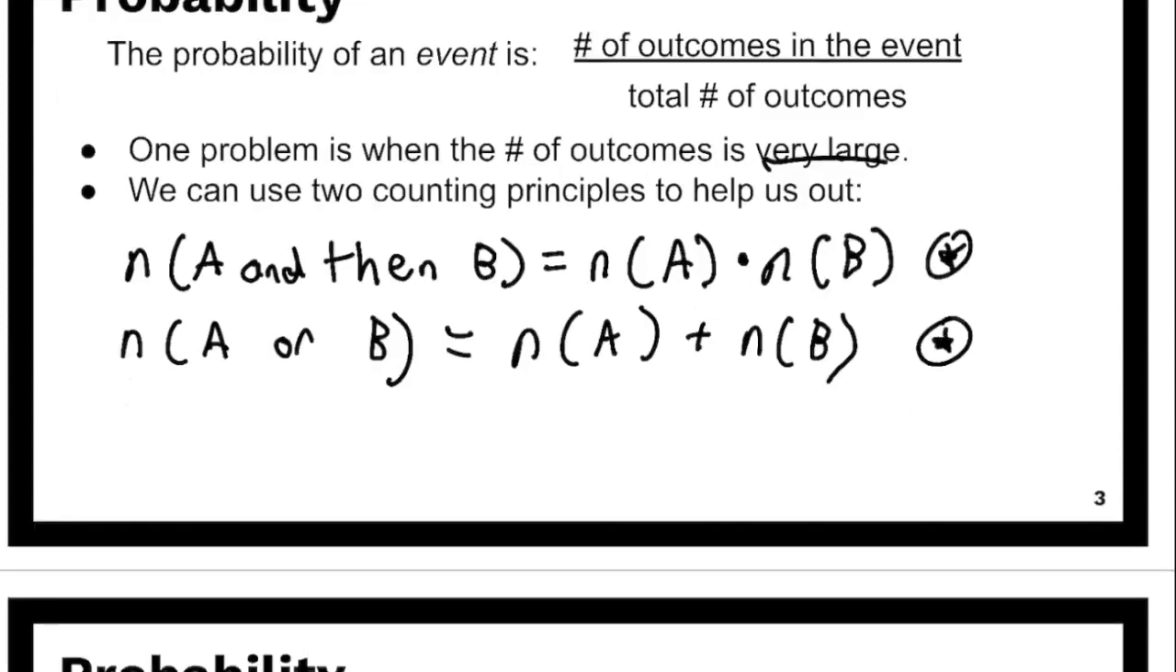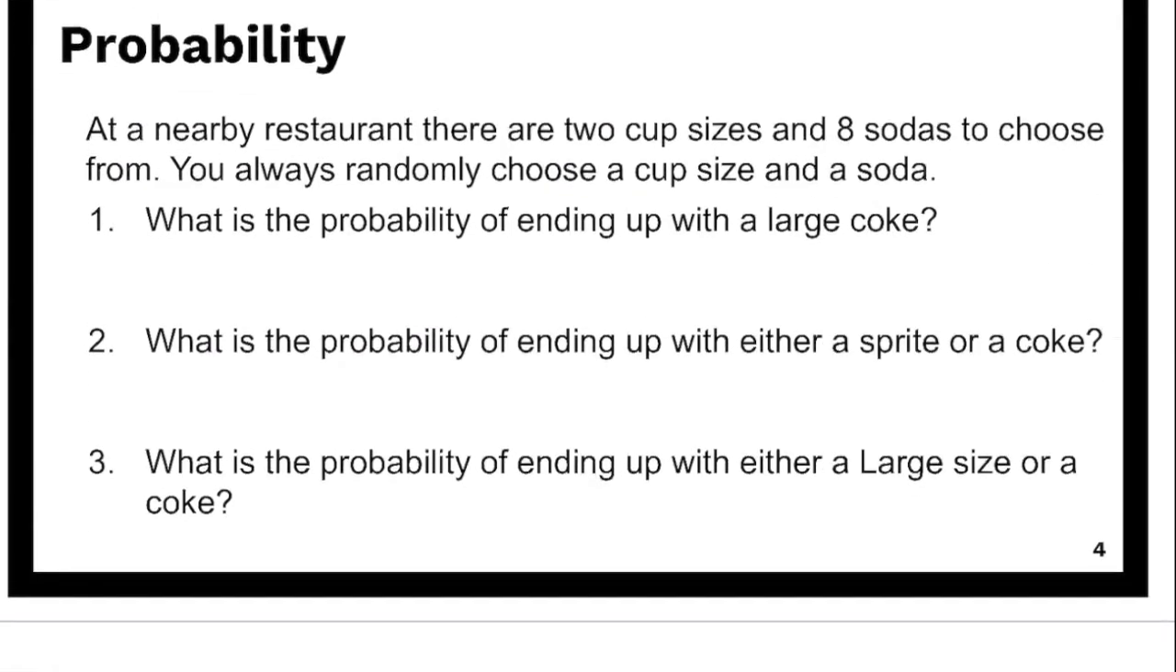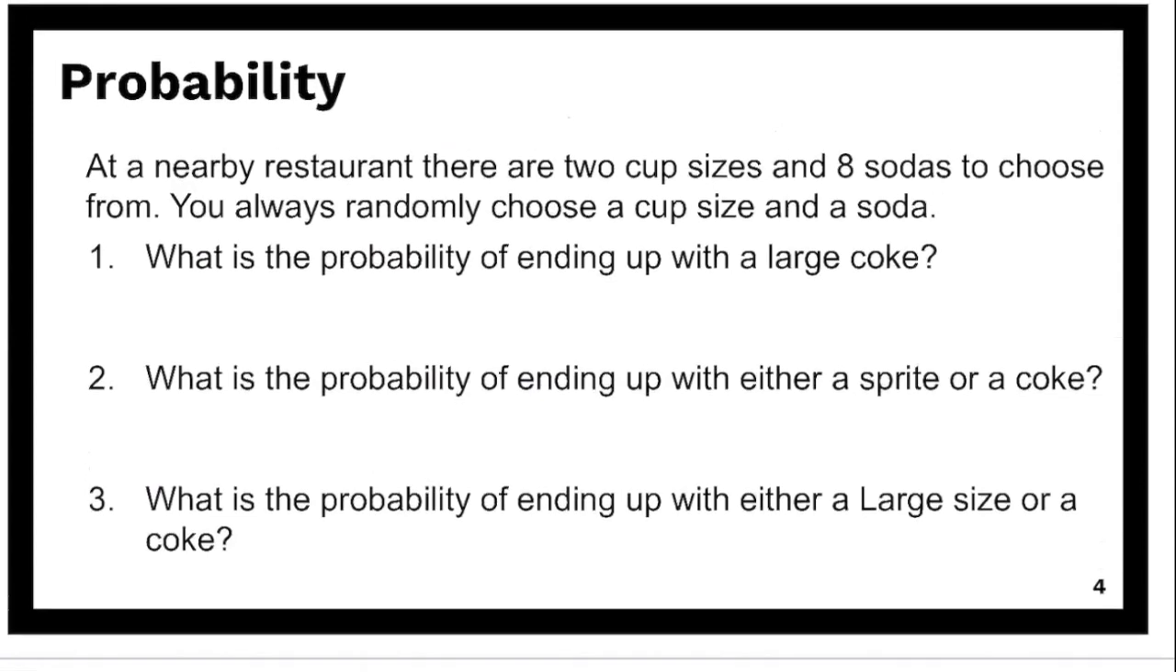Let's take a look at our first word problem. So at a nearby restaurant, there are two different cup sizes and 8 sodas to choose from. And you always randomly choose a cup size and a soda. You like to live dangerously. Problem number 1 is looking at the probability of ending up with a large Coke. So for these situations, it can sometimes help to draw a quick model.